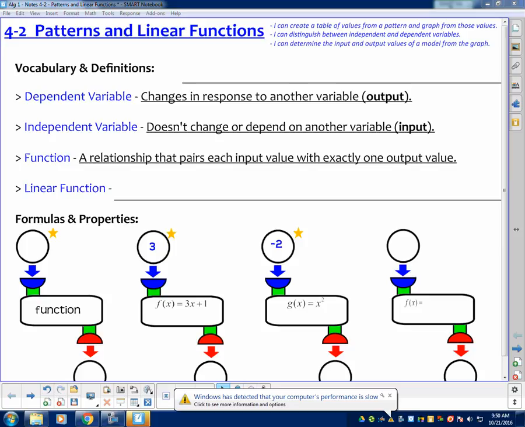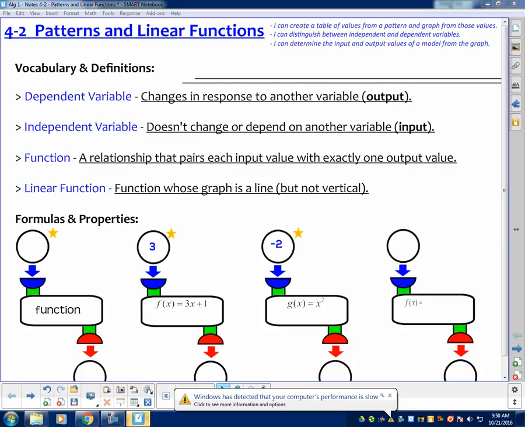You kind of saw a scatter plot of points in that video that was showing that relationship between temperature and water needed for snowmaking, and that scatter plot was what we call a linear function. So a linear function is a function whose graph is a line, but not vertical.